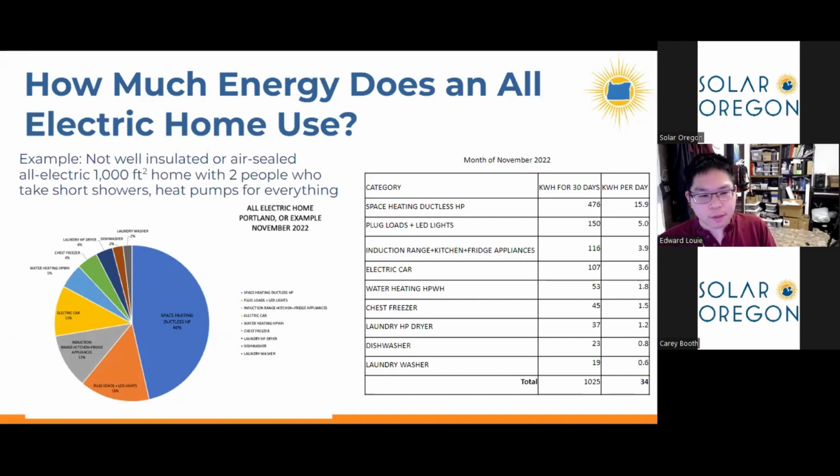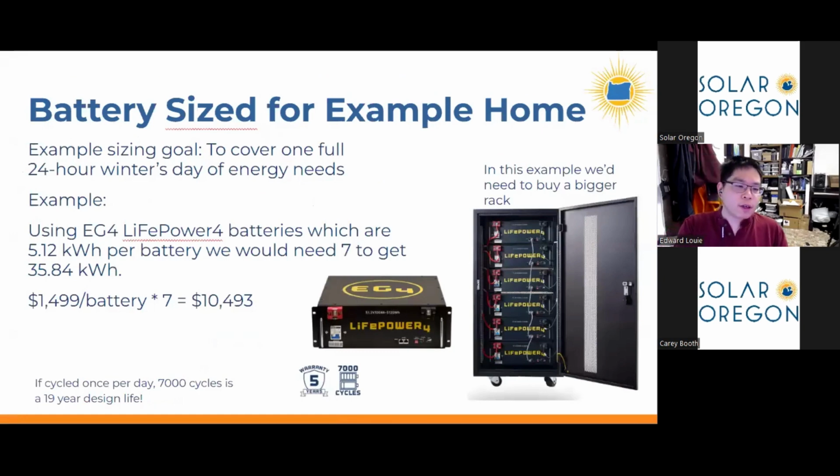Next slide. And so 34 kilowatt hours. Okay, if you're going to use this example battery, then we need 7 of them, and that comes to a little bit about 10 grand. But oh wow, 10 grand is kind of expensive for batteries. Well, this is storage for 19 years. The manufacturer has a design life of 7,000 cycles. If you cycle it once per year, it's 19 years. So by the time you actually look at the actual cost of the storage for the service life of 19 years, it's pennies. So next slide.